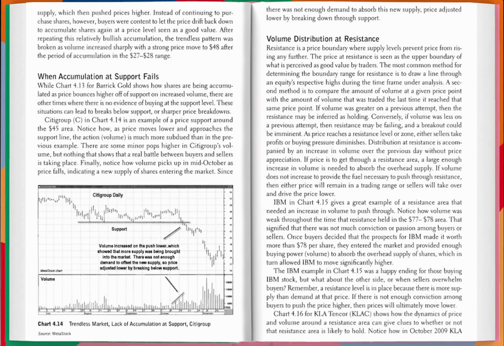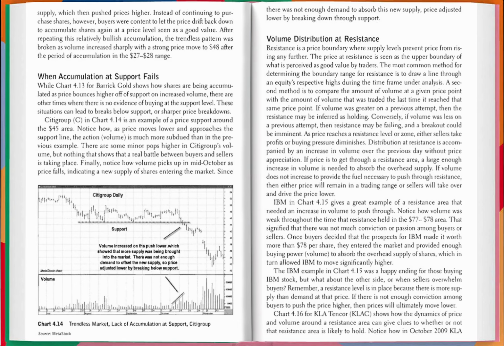If price is to get through a resistance area, a large enough increase in volume is needed to absorb the overhead supply. If volume does not increase to provide the fuel necessary to push through resistance, then either price will remain in a trading range or sellers will take over and drive the price lower.